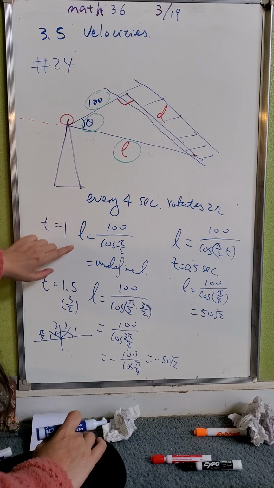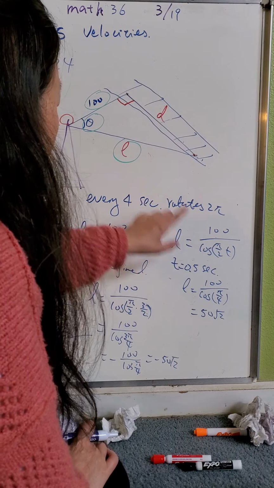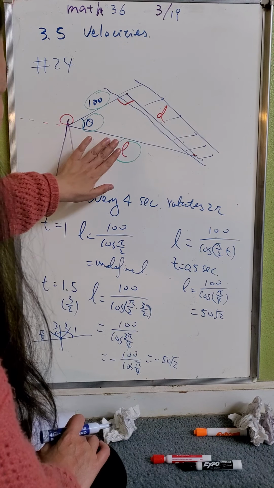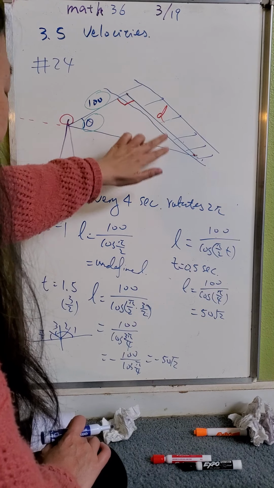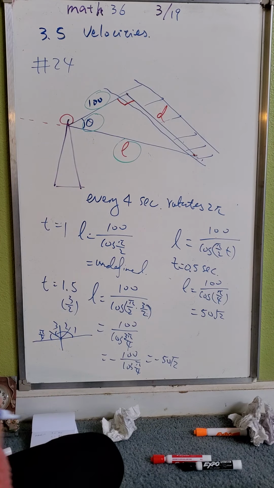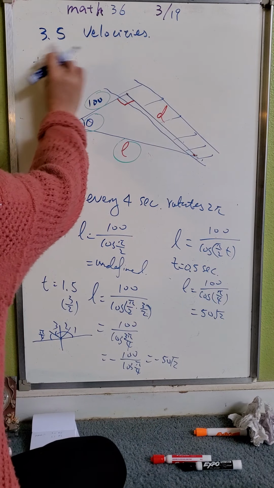At your homework assignment, you just need to change these to different ones. So you're not looking for L anymore. Okay, you're looking for D and that and this. So you need to find a trigonometry function to connect them together. So that's for number 24.